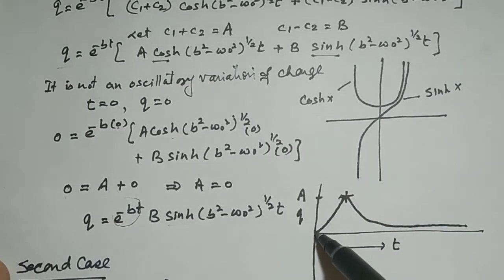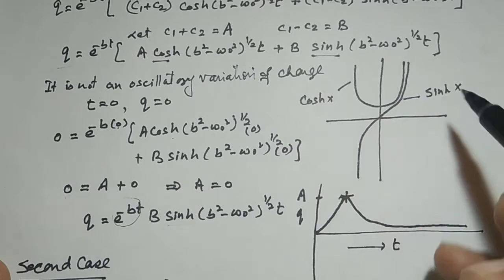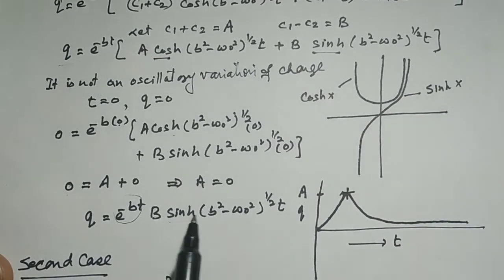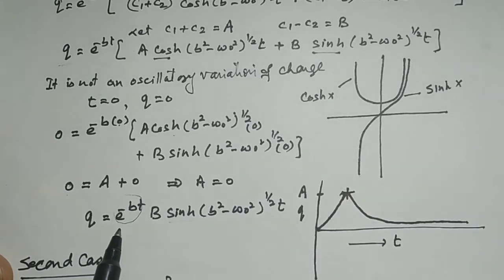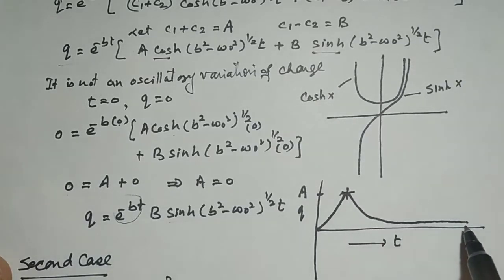Therefore in the starting, the given impulse, the variation will be like this, as the sine function going this way. But at a certain point where these values will equalize, this point will reach, and after that the exponential function will dominate, and therefore the charge will decrease exponentially with this factor.